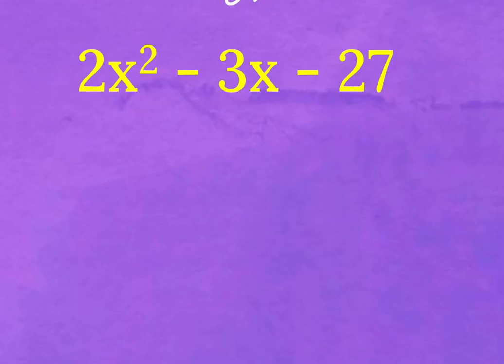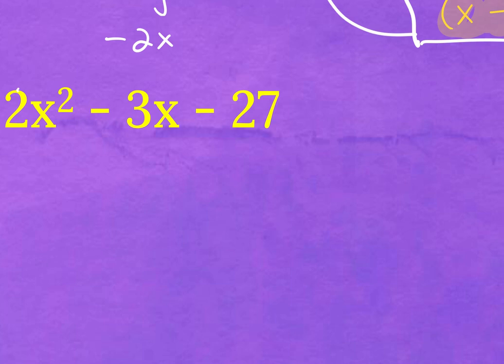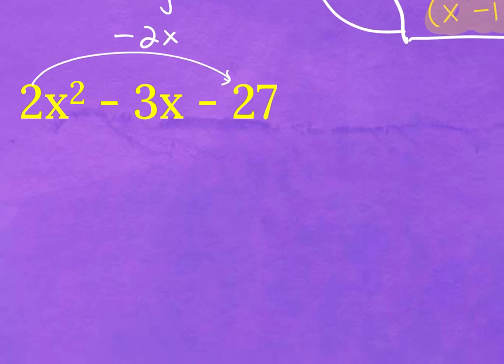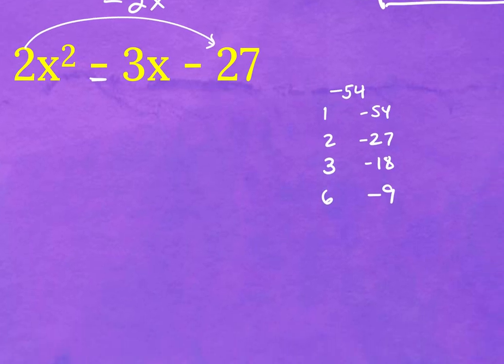Okay, so go to the next one. I'm going to do first times last this time. What's 2 times negative 27? Negative 54. Then look at your middle term. It's negative, which means the bigger of the two have to be negative, right? So I could do 1 and negative 54, 2 and negative 27, 3, negative 18, 6, negative 9, and that's the winner.